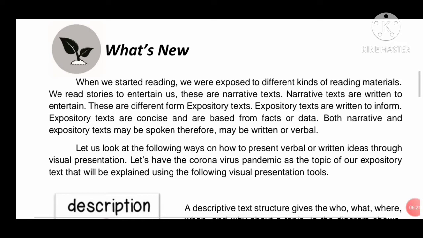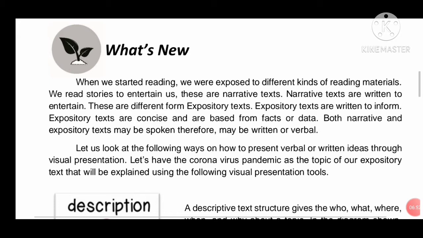Expository texts, rather, are written to inform. Yes, they are written to give us information, to give us knowledge about a certain topic. Expository texts are concise and are based from facts or ideas. Yes, they are based from facts, not from opinions. Meaning to say, the facts are reliable, or we got the facts from reliable sources.